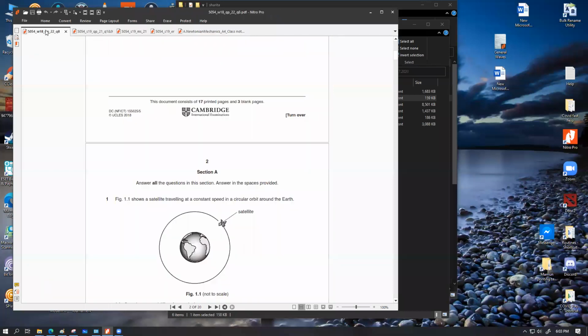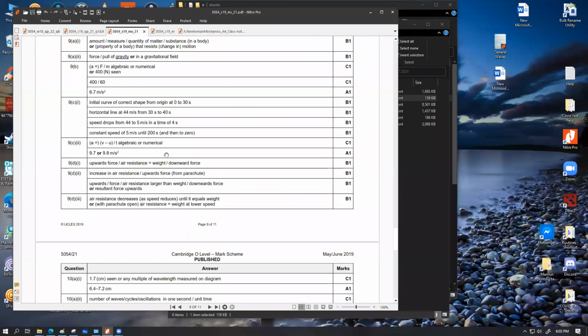So this was the mark scheme. Which one is the mark scheme? The mark scheme is here. And then a horizontal line at 44 meters per second from 30 to 40 seconds. This is the first thing that I did draw, the horizontal line.